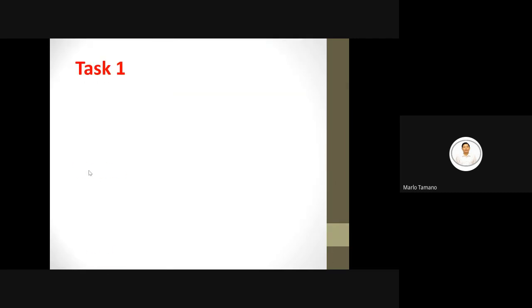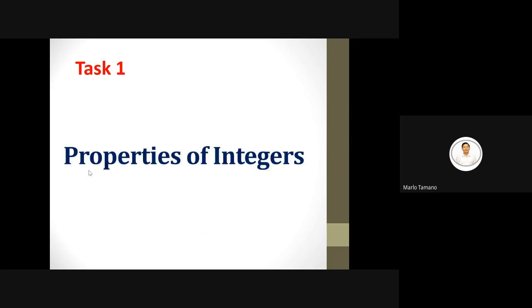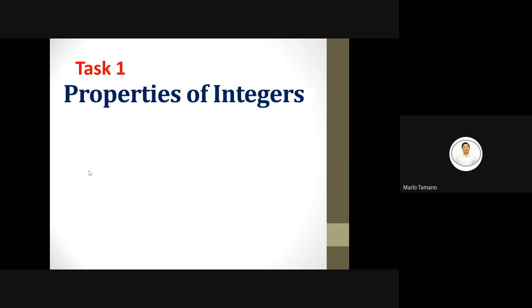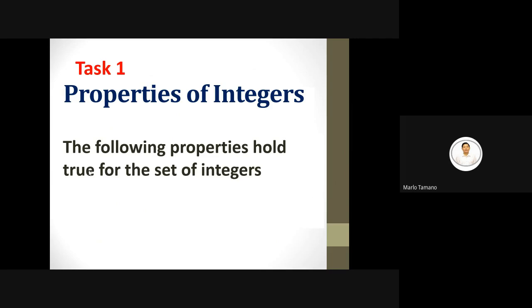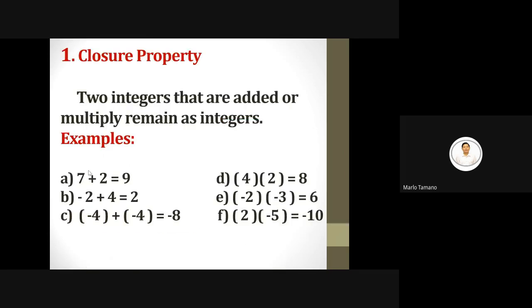All right, so we have here task number 1. Properties of integers. It says here the following properties hold true for the set of integers. Number 1, we have closure property. Two integers that are added or multiplied remain as integers.